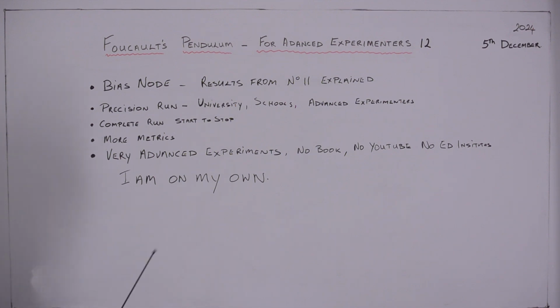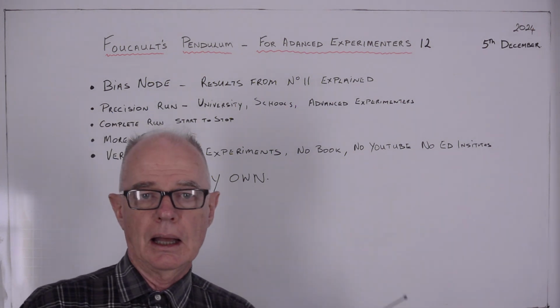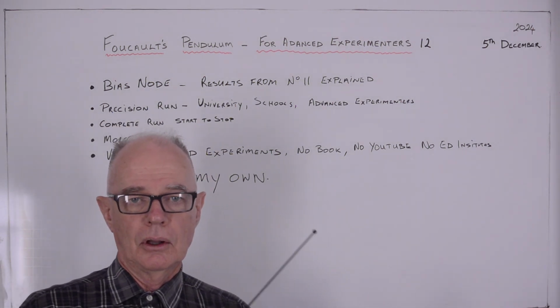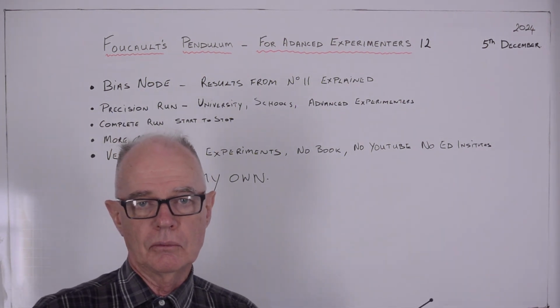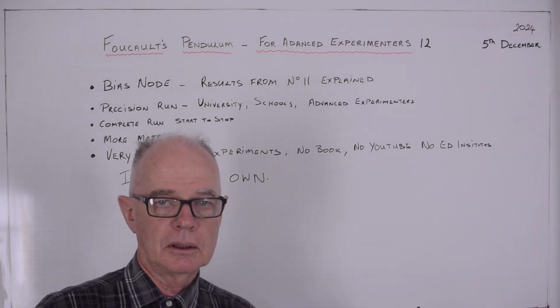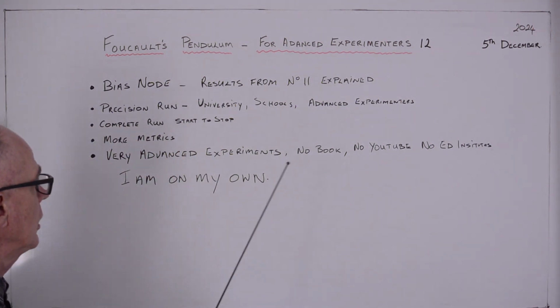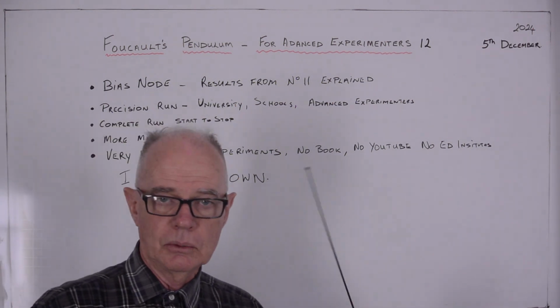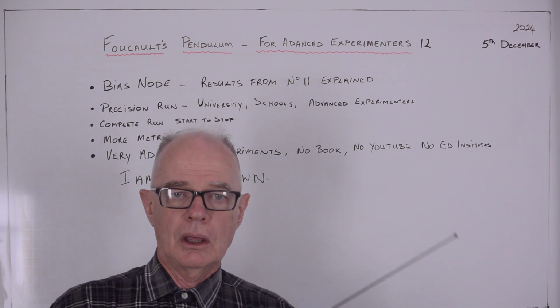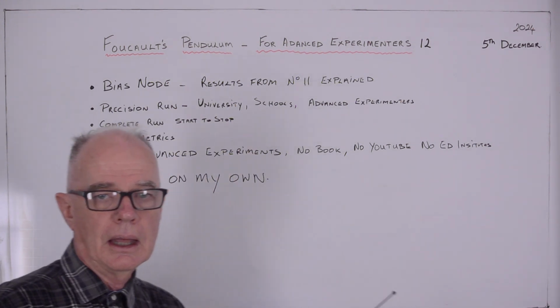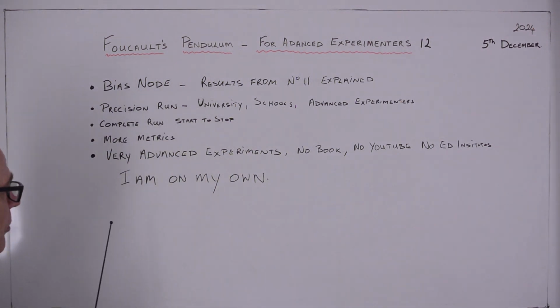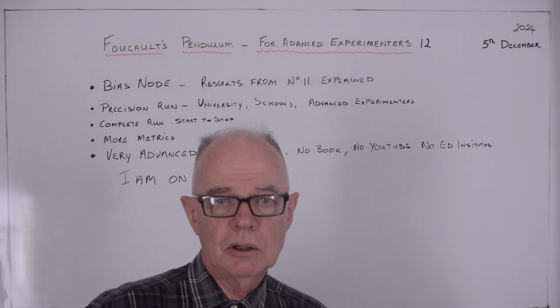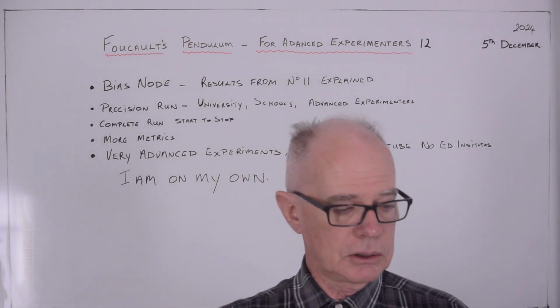Now, where we are now, we are into a very advanced knowledge of the Foucault's pendulum. I think we've left YouTube behind. We've certainly left all the educational institutes behind, and you won't find this information in any books. So we're now on a new direction, and I know for a fact from my research I am definitely on my own. Okay, so let's move straight on, and I'll give you a quick introduction to that bias node concept.